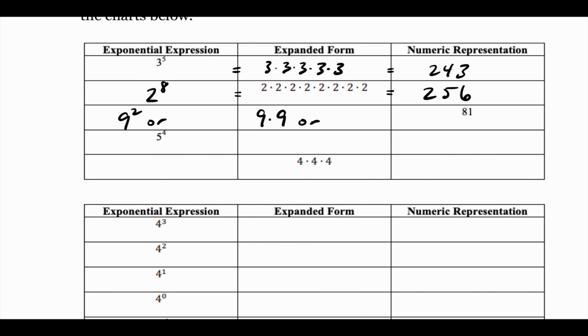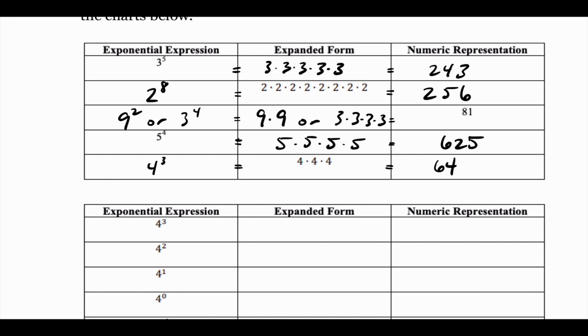There's actually another one. It's 3 to the 4th power, 3 times 3 times 3 times 3. If I did those, you'd also get 81. So either one of those works. Okay. 5 to the 4th, 5 times 5 times 5 times 5, which is 625. 4 to the 3rd, which is 64. Okay.